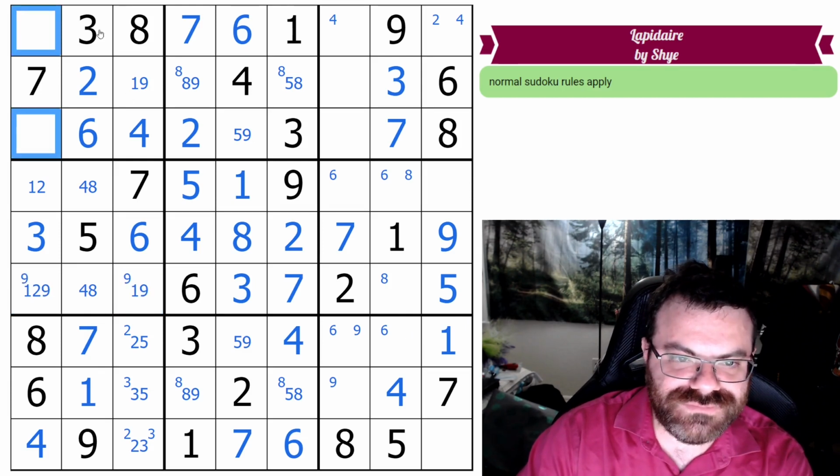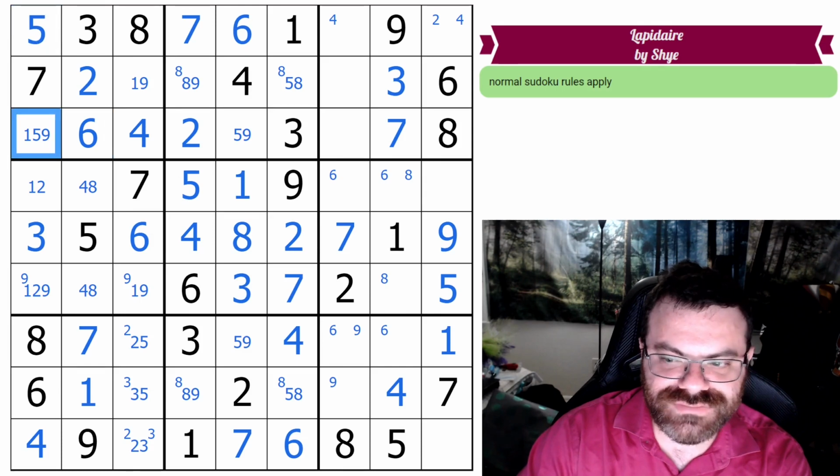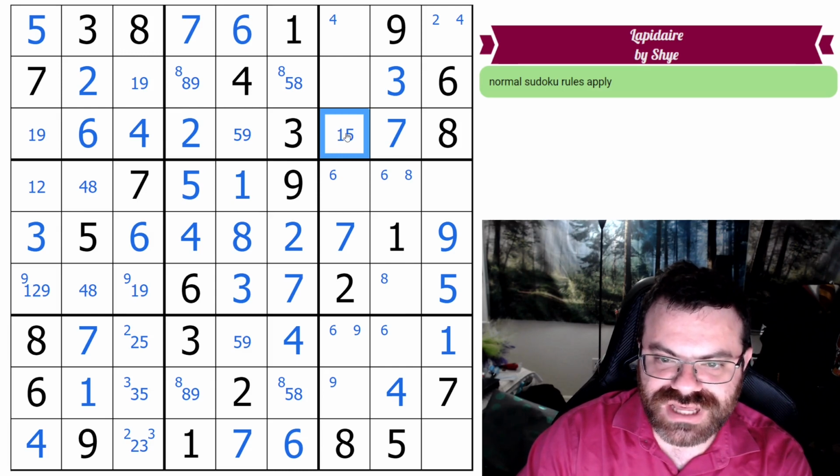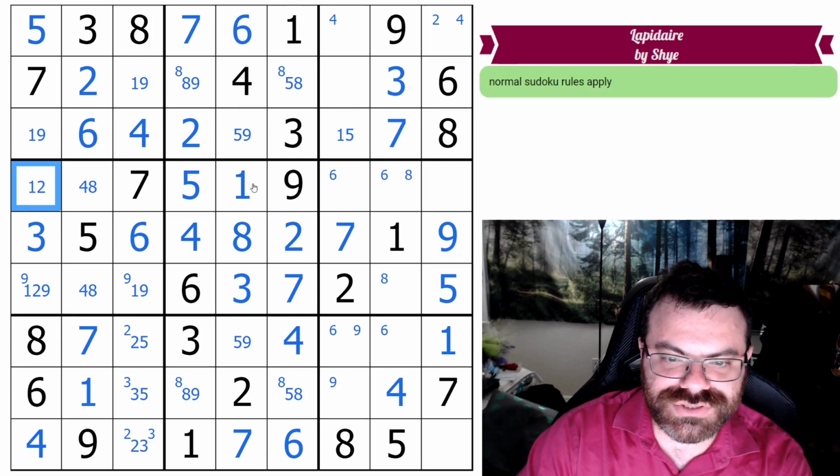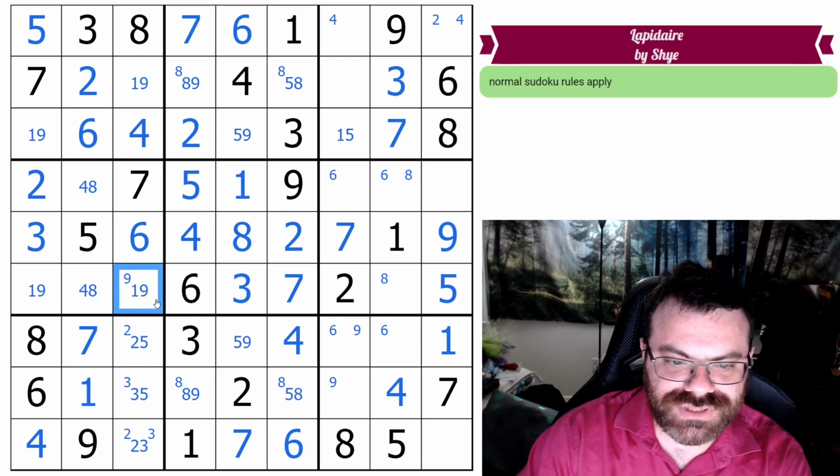Here we have a triple left for the box. So we need a 1, 5, and 9. This can't be 1 or 9, so it's a naked single 5. This can't be 5. This is 1, 5, or 9. So it's 1 or 5. This cell here I put 1 or 2, but it actually sees a 1. So this is 2. This can't be 2, so we have a 1, 9 pair.